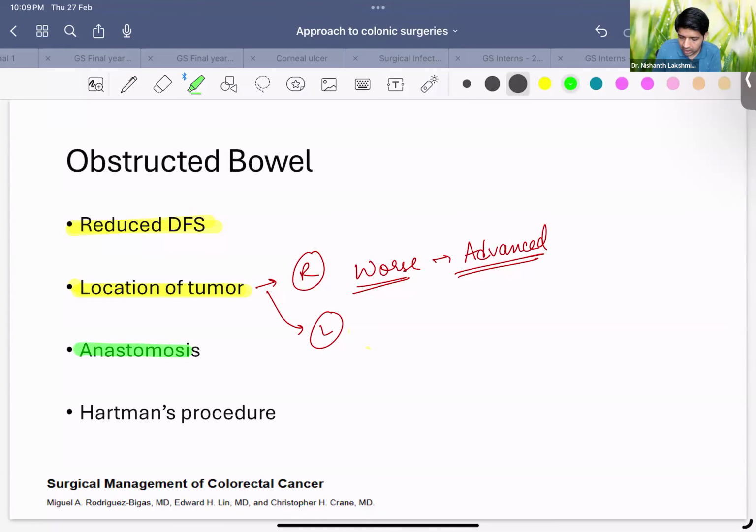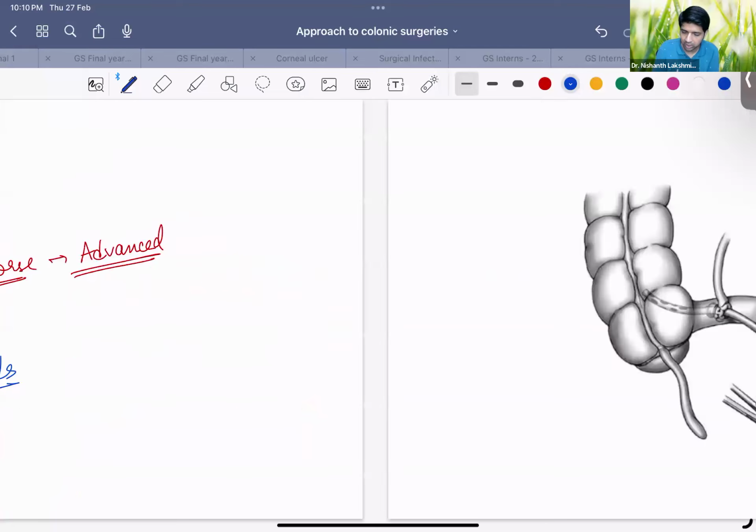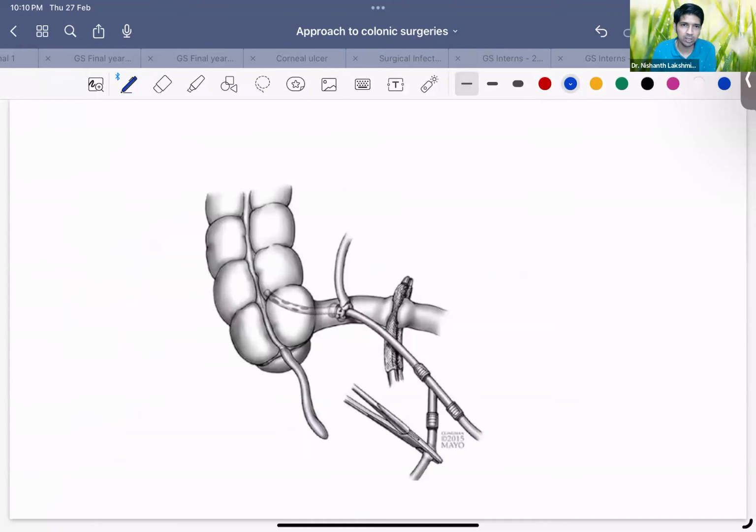Would you prefer to do an anastomosis or prefer to do a Hartmann's procedure? Hartmann's. Depends upon the. Excellent answer. Answer was depends on multiple factors. What is the condition of the patient? What is the nutrition of the patient? How bad is the distended bowel? Do you have enough space to operate? And can you do a colonoscopy and put a stent? So multiple factors influence your decision of doing an anastomosis.